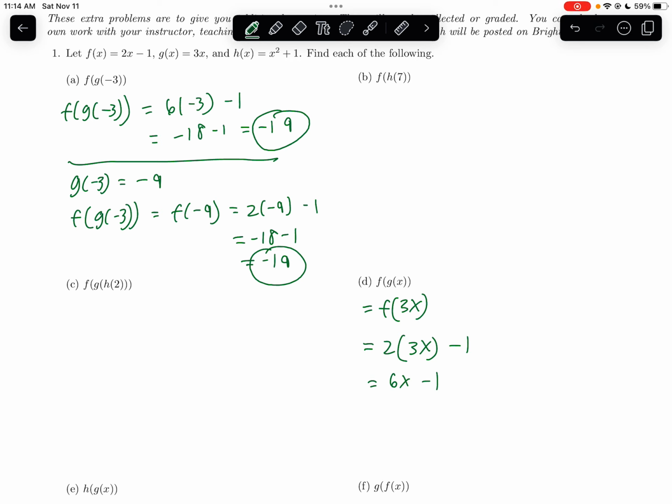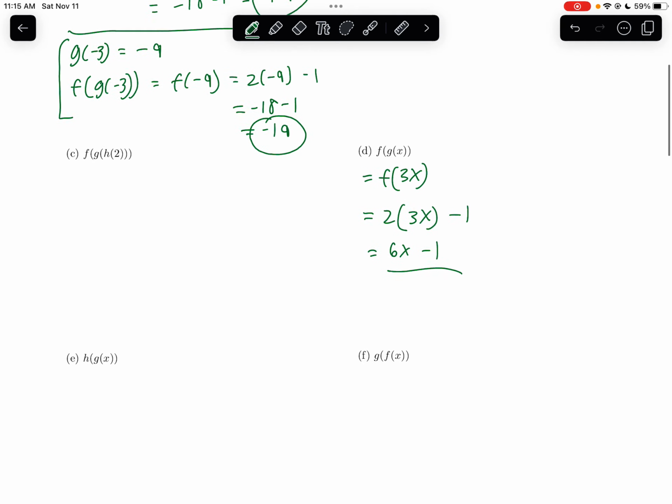But if you're just asked for the value of the composition, this is an easier approach. But if you need its formula, then you can get this for any value. You don't have to do the in-between step if you know what its composition is in general. So there's two ways you can solve this.